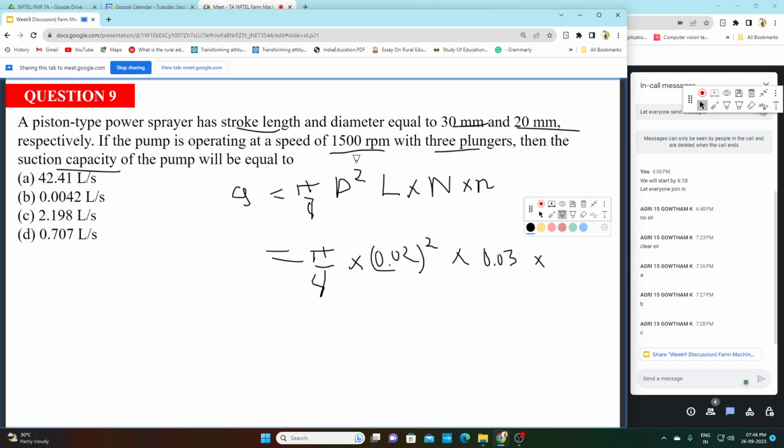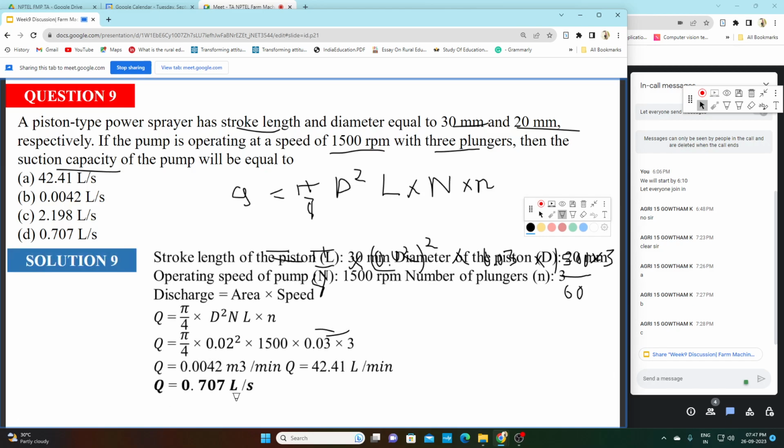Now n is 1500 rpm, and again rpm means revolution per minute, but we want revolution per second. That is why we have to convert minute to second. That means we have to divide by 60, into number of plunger. Number of plunger is 3. So when you do the calculation, your answer will come as 0.707.